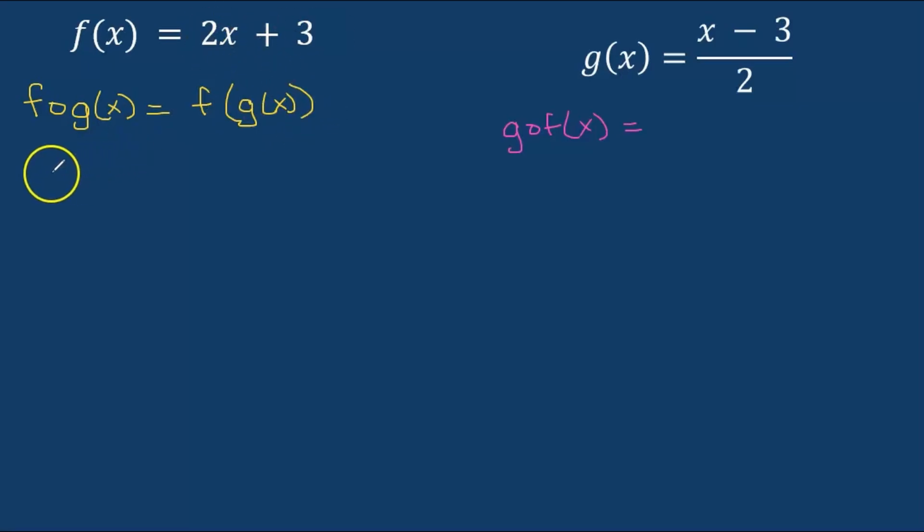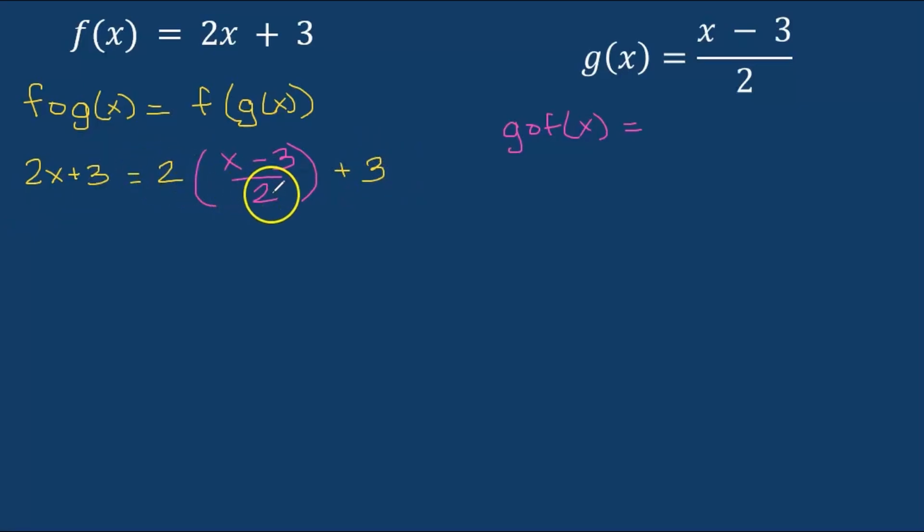So I'm going to copy down f of x. Everywhere that there is an x, I am going to plug g. So in this case, I have a single x right here. So I am going to plug in g, x minus 3 over 2. Don't forget about the plus 3 afterwards.